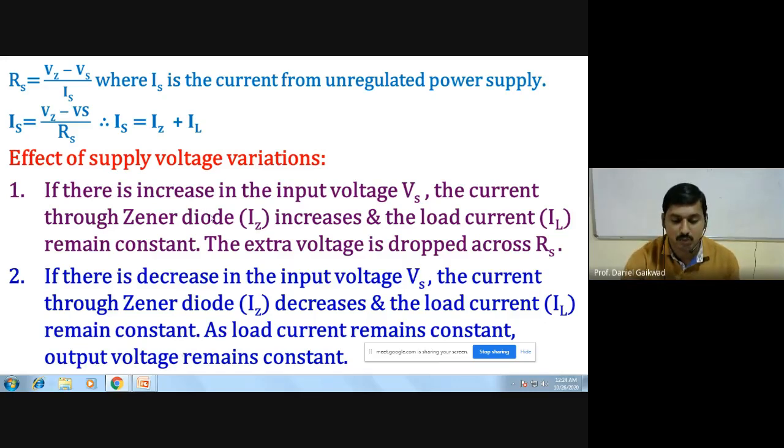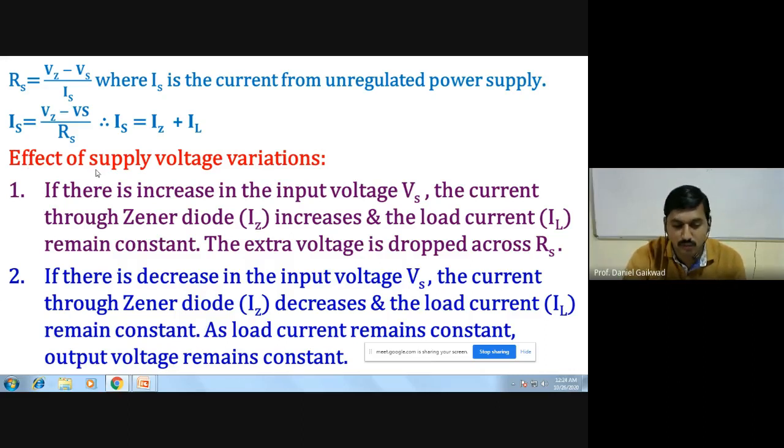So exactly opposite of this condition, we have increase and here we have decrease. As the load current remains constant, the output voltage remains constant here. If the load current is constant, the load resistance is also constant. So the potential across the load, the voltage, also remains constant here. This regulation is called the line regulation.